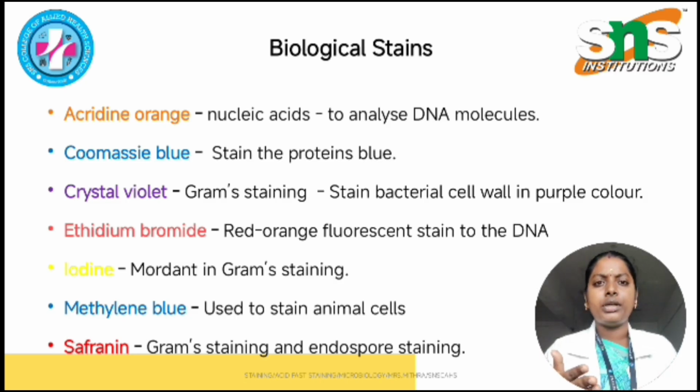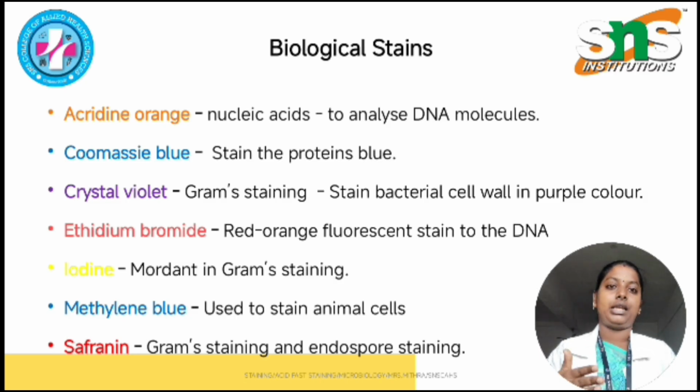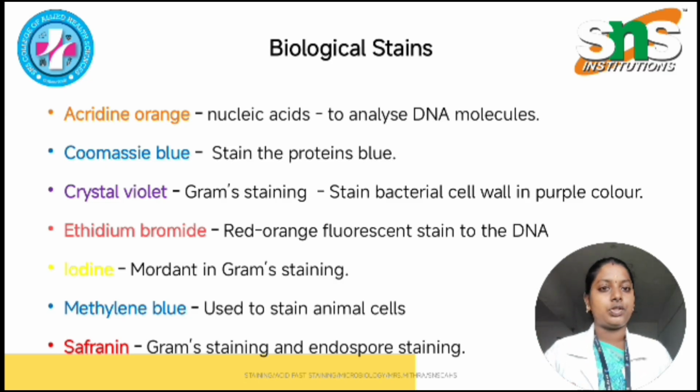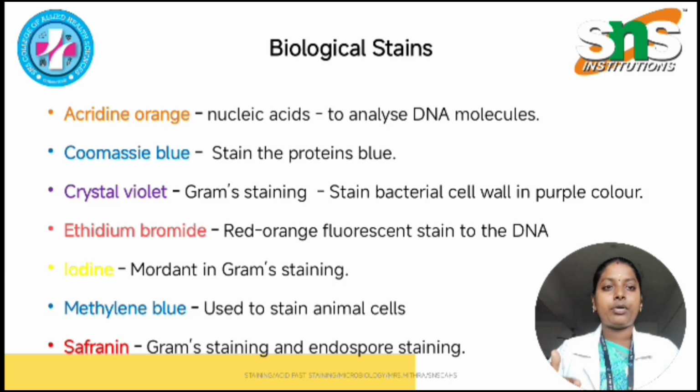And next one is iodine. So it acts as a mordant in gram staining. So crystal violet and iodine combine to form the crystal violet iodine complex in the gram staining. And next one is methylene blue. So methylene blue is used to stain the animal cells. And coming to the safranin, this safranin is also regarded as the counter stain for both the gram staining and endospore staining. So these are the stains or dyes which are most widely used in the staining processes, which will vary according to the type of the staining.